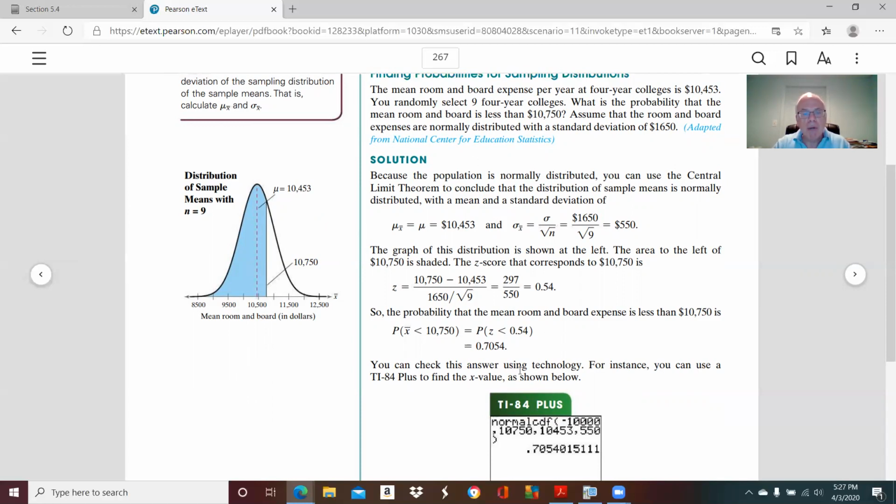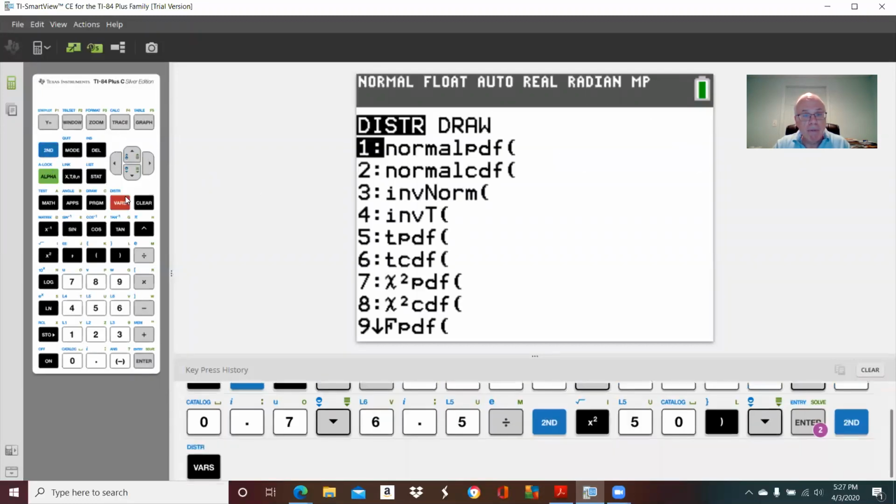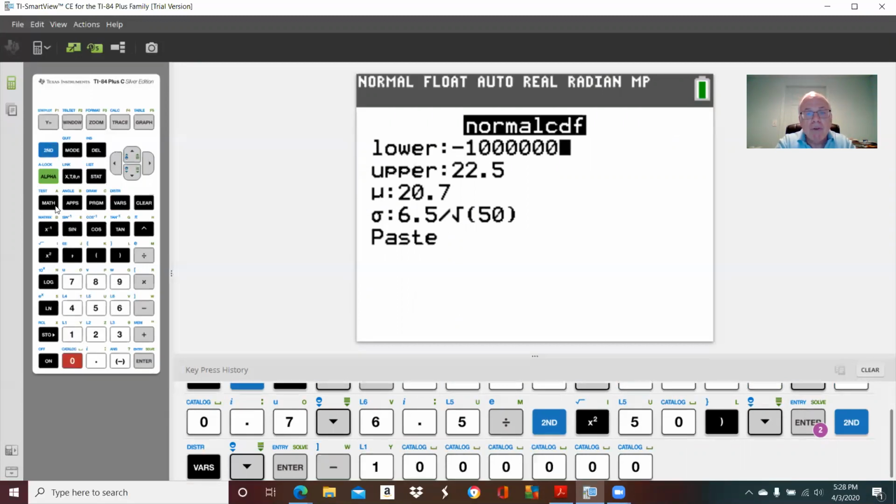Let's go back to our calculator. Again, we'll do normal CDF. Now, enter. In this case, the probability X bar is less than, so we have to have a lower limit, a much smaller lower limit. If we're dealing with numbers here that are into tens of thousands of dollars, let's make the lower limit -1 million, just to be safe. Open 6 zeros after the 1, -1 million. And then the upper limit is going to be our 10,750.